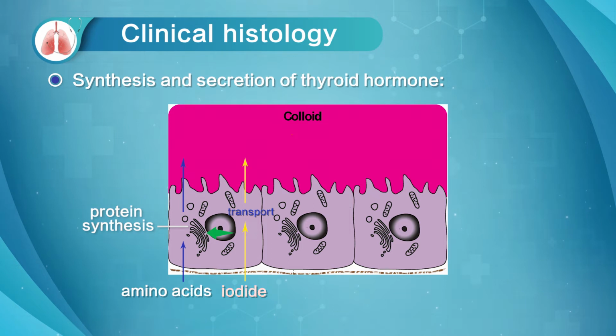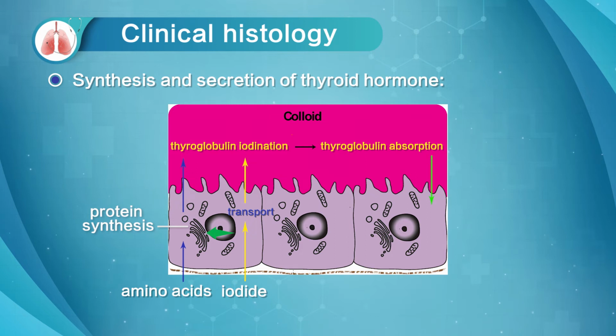Then, in the colloid of the follicular lumen, 1 or 2 molecules of activated iodide combine with thyroglobulin tyrosine residues to form iodinated thyroglobulin. Under the influence of thyroid-stimulating hormone TSH, follicular cells endocytose the iodinated thyroglobulin to form colloid vesicles.